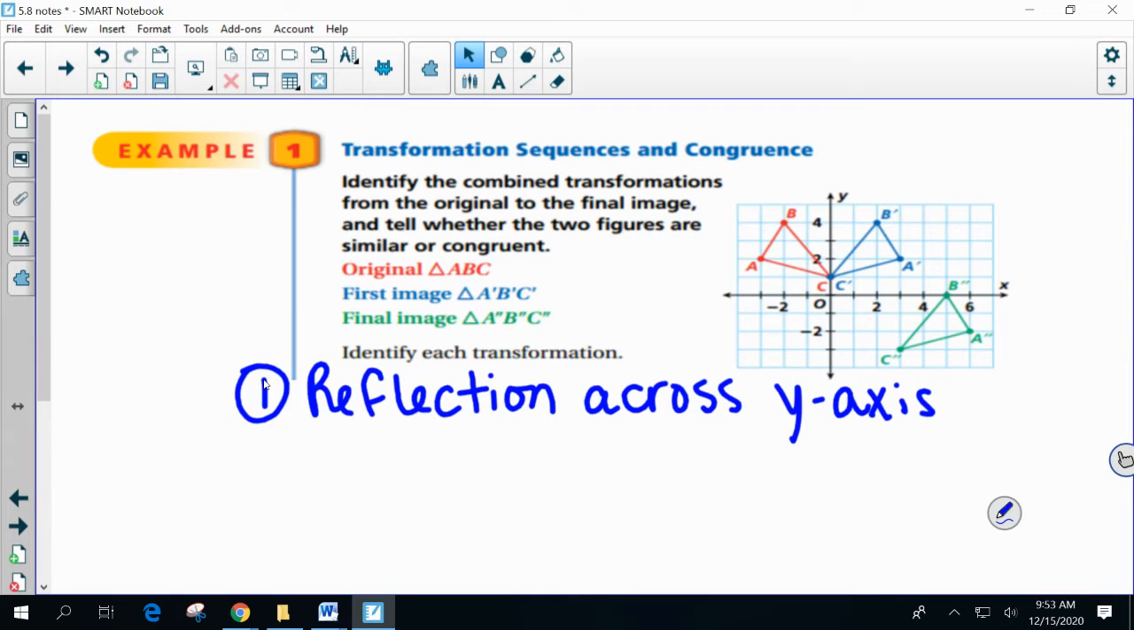A good way to tell which axis it is: look at which axis is in the middle of the 2 triangles or the 2 squares. And that'll tell you which one it's reflecting over.